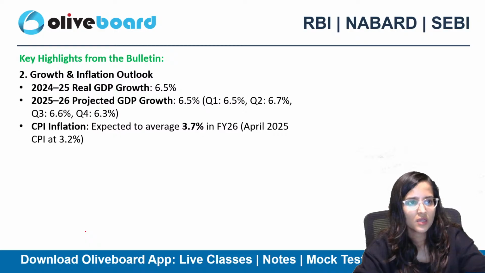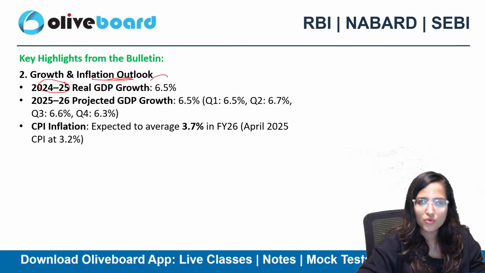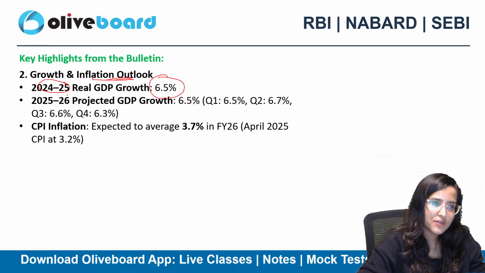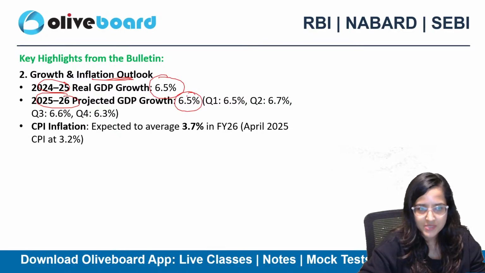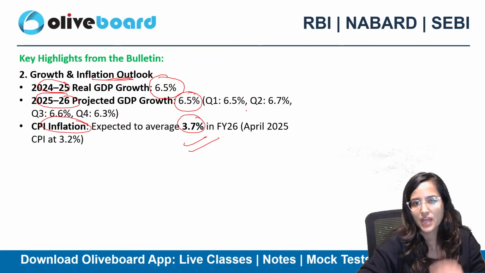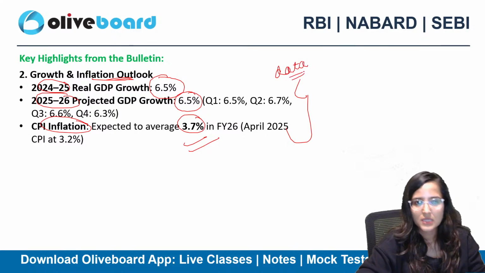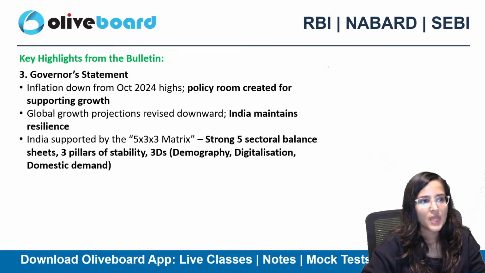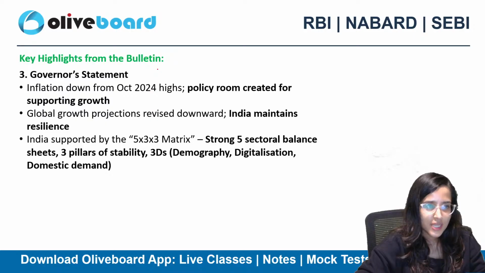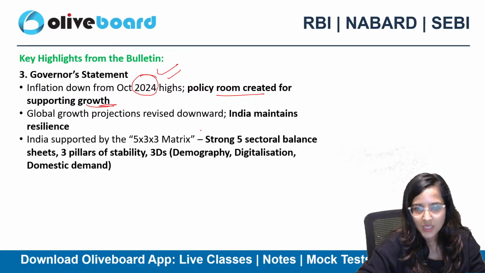Then about the growth and inflation outlook. For 24-25, real GDP growth is 6.5%. Projected for 25-26 is 6.5%. CPI inflation is expected to average 3.7% in financial year 26. This data is also very important. Then there's the governor's statement that inflation is down from October 2024, and a policy room has been created for supporting growth.